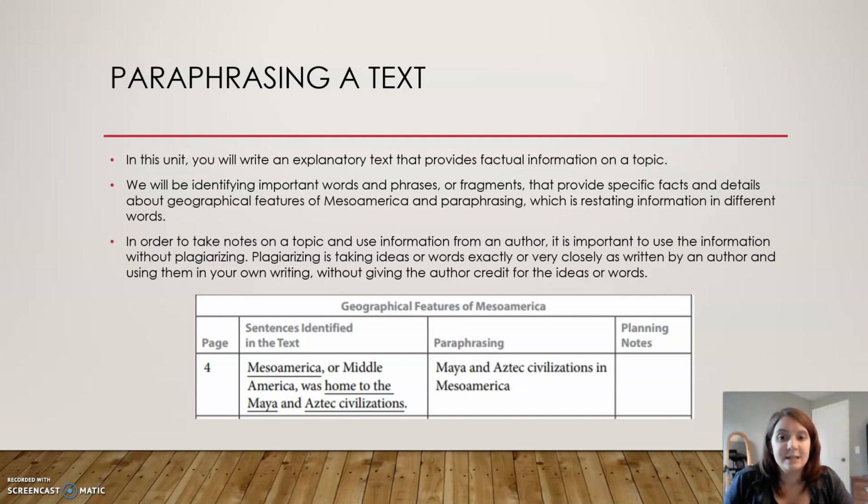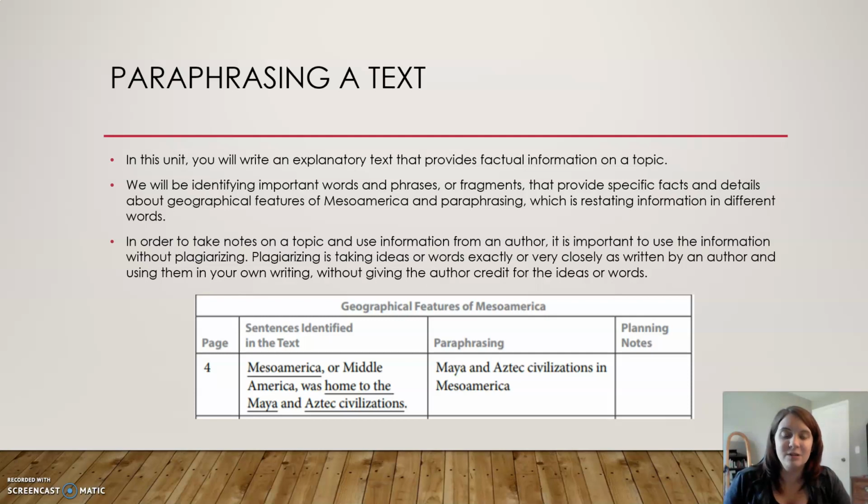In order to take notes on a topic and use information from an author, it is important to use information without plagiarizing. Plagiarizing is taking ideas or words exactly or very closely as written by an author, using them in your own writing without giving the author credit for the ideas or words. So it's really important we want to avoid plagiarizing. We don't want to copy something directly from a text because that's taking and stealing an author's thoughts when really they're not your own. So that is how we paraphrase a text.